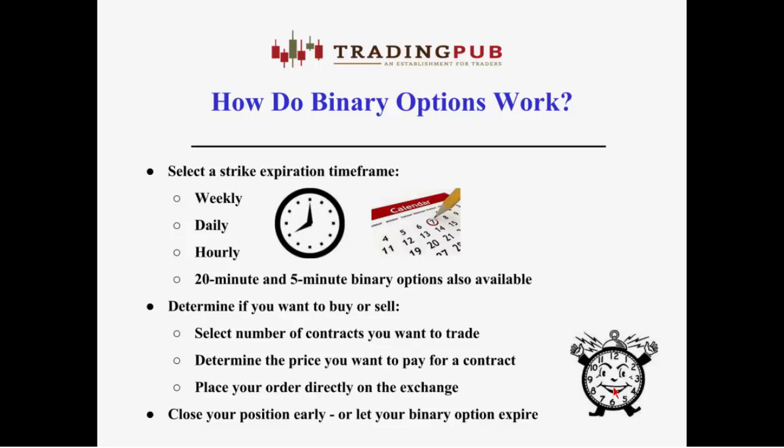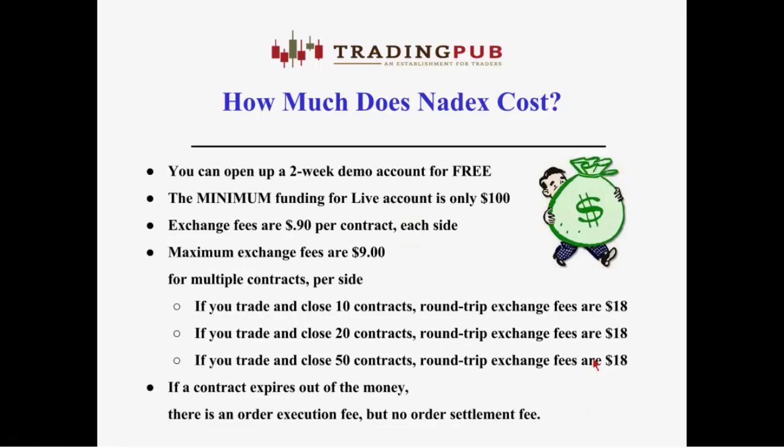Do I want to buy it or do I want to sell it? And how many contracts do I want to trade? Once you've gotten that information, your time frame, the direction of the market, whether you're going to buy or you're going to sell, what price you want to buy or sell at, you place the order directly on the exchange. And once again, you can either let your contract expire at expiration, or you can close your position out early and take a quick profit or minimize loss if the trade's going against you.